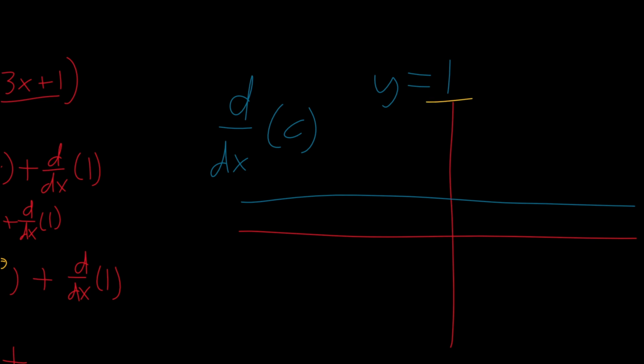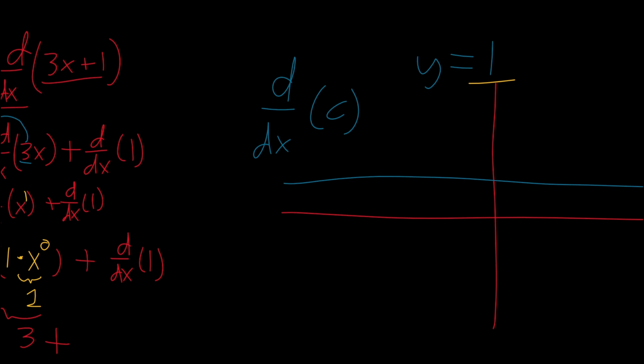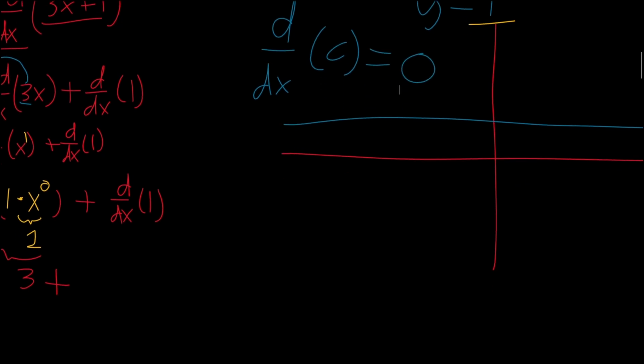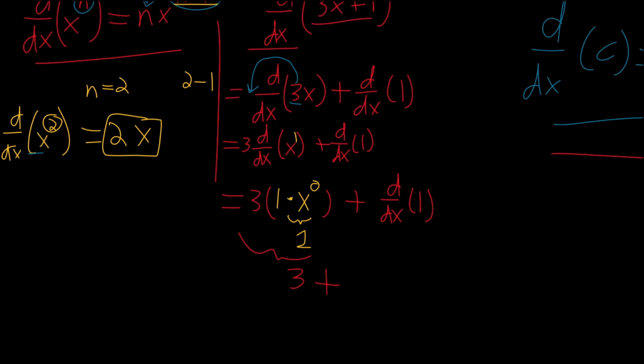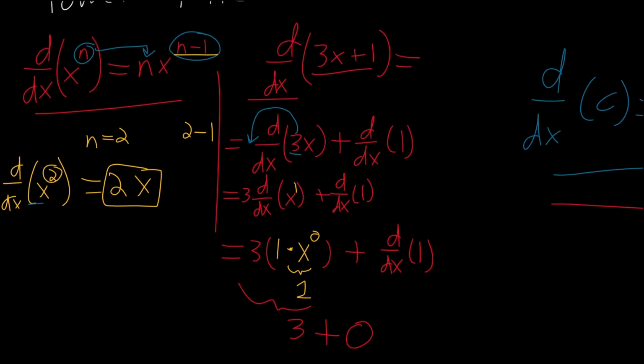So the rate of change of a constant is really just 0 because it is not changing. So the derivative of some constant, I should specify, is just going to be 0. So this right here, we have a 3 plus the derivative of 1, which is just 0. So the derivative of 3x plus 1 is just equal to 3.